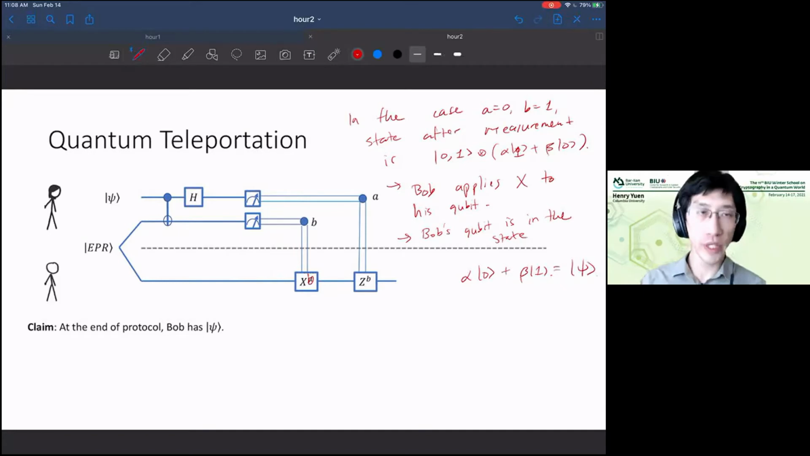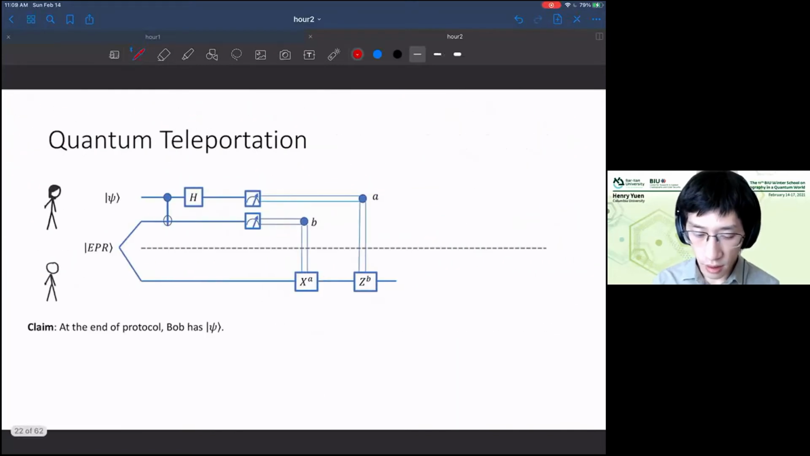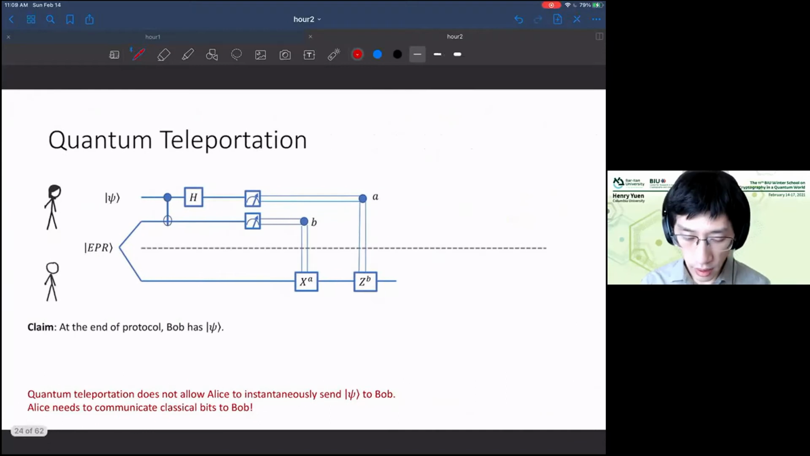So this is just one particular case. You can work through the other 3 cases and see that in each case, the corrections will be exactly what's needed for them to carry out this protocol and for Bob to get the qubit. Okay, so I won't go through the other cases. You can work it out on your own.